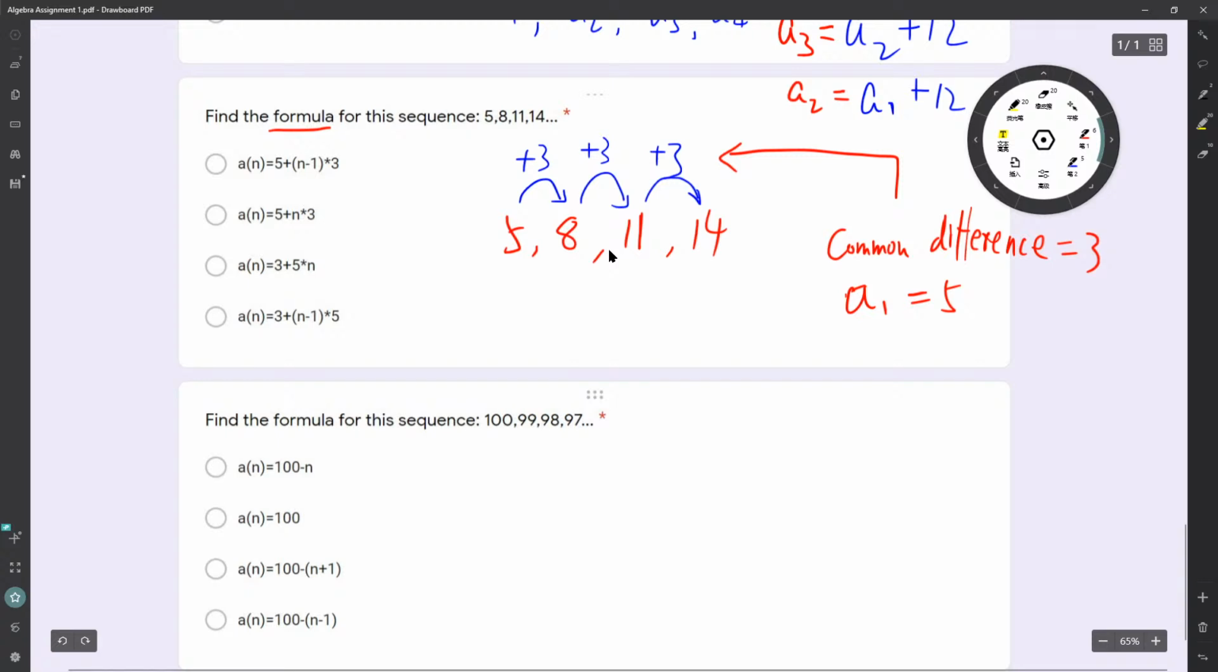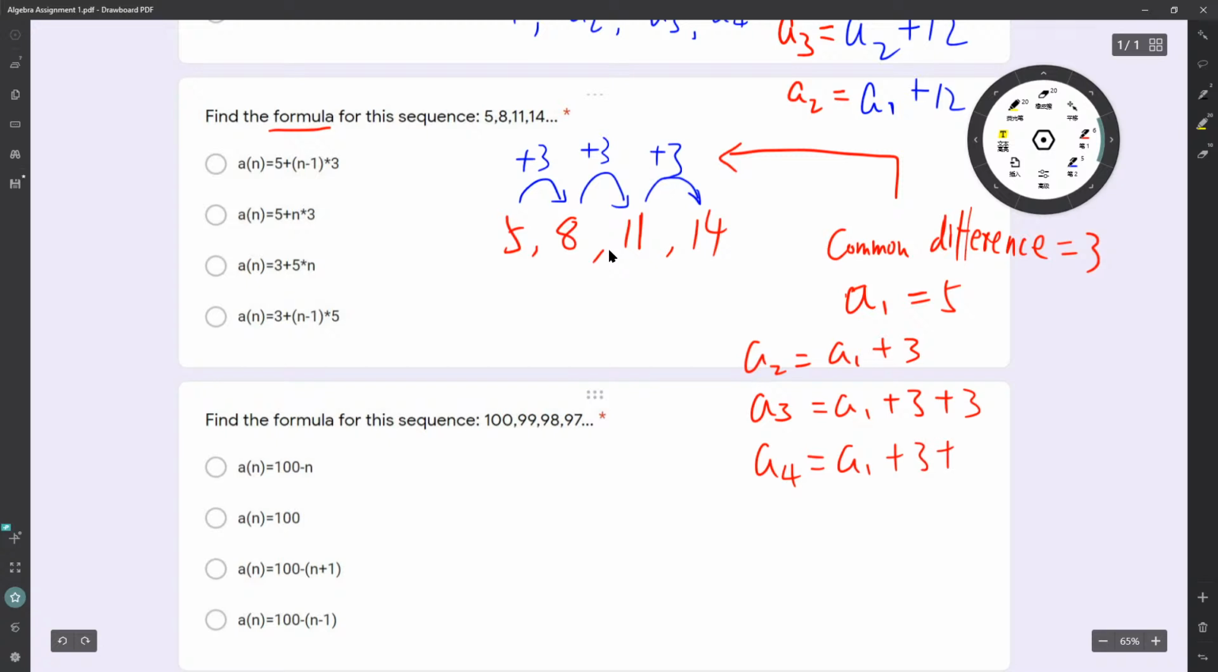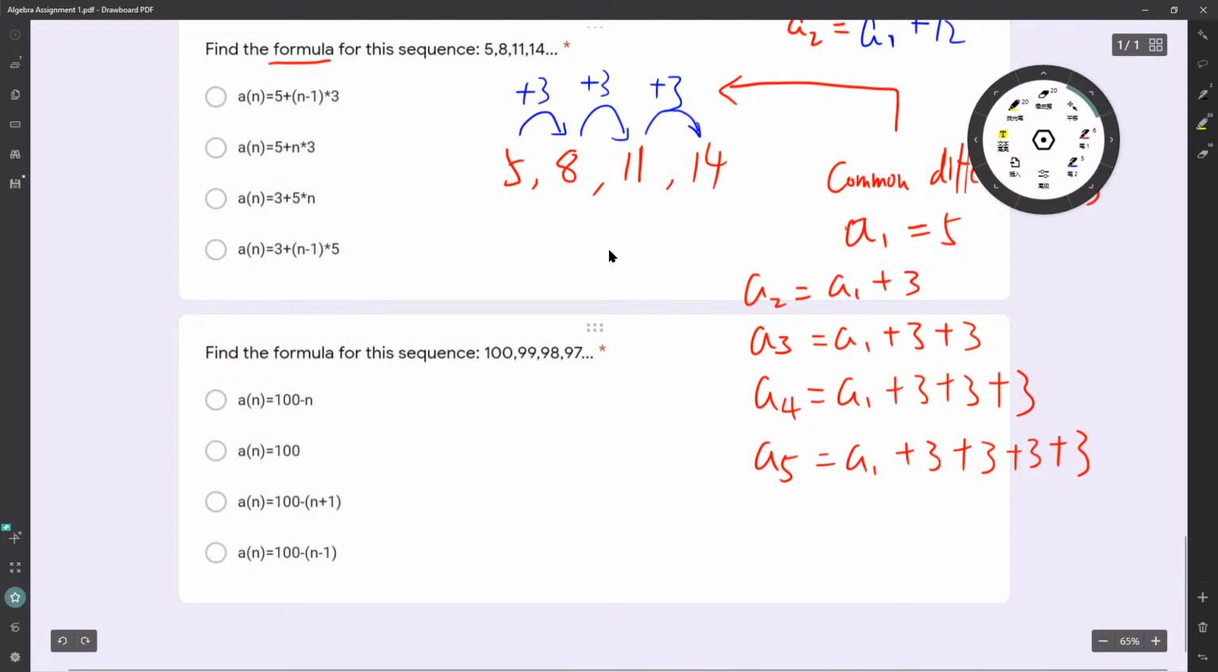That means A2 is A1 plus 3. And A3 is A1 plus 3 plus 3 again. A4 is A1 plus 3 plus 3 plus 3, right? A5 is A1 plus 3 plus 3 plus 3 plus 3. So each term is 3 more than the previous. Then what is the formula? How do we find out the formula?